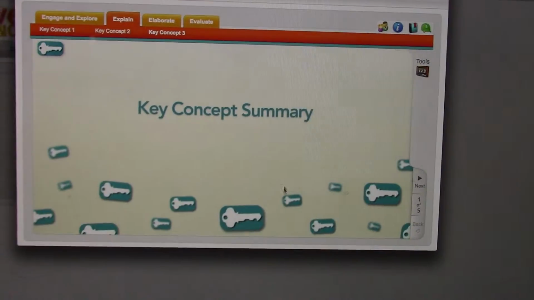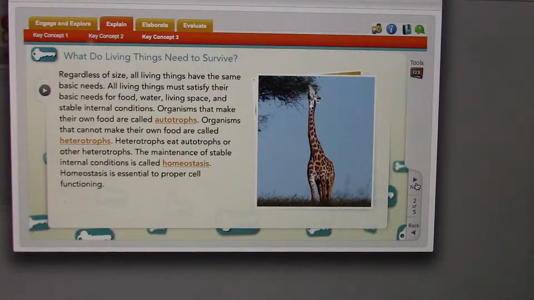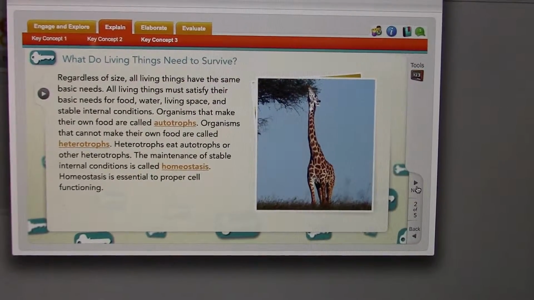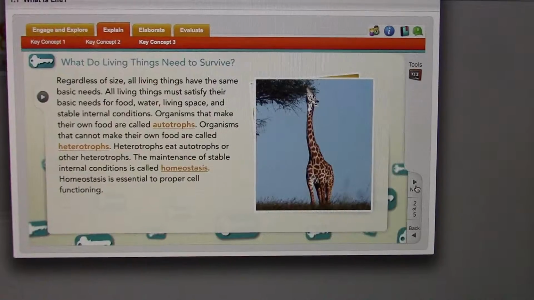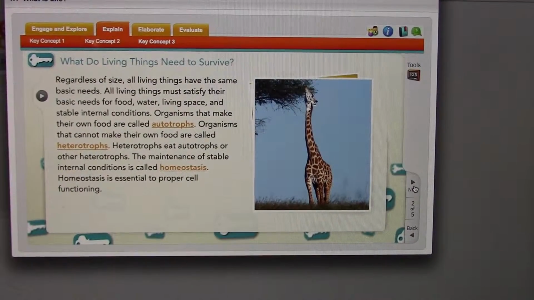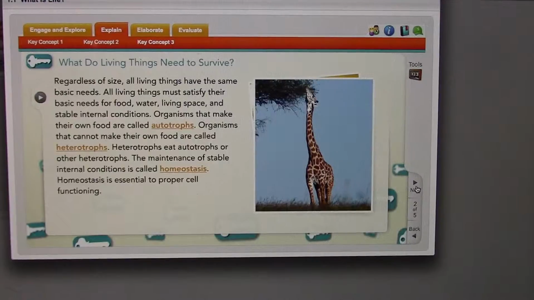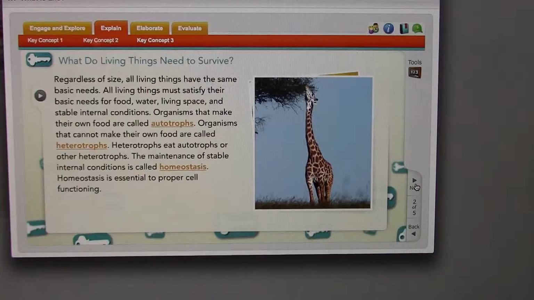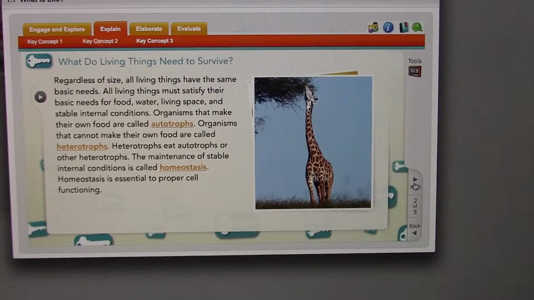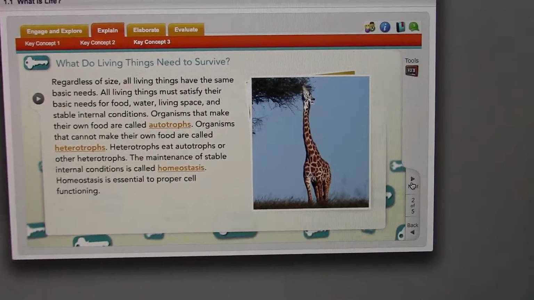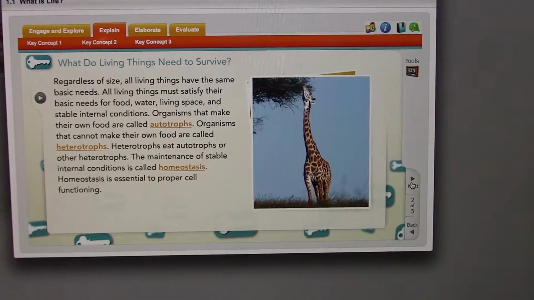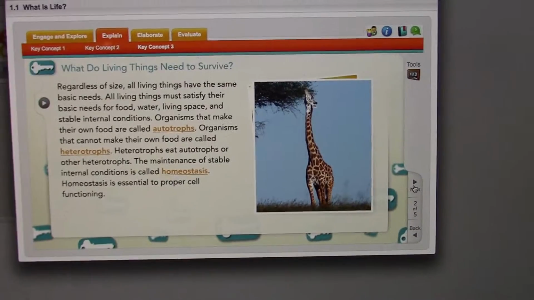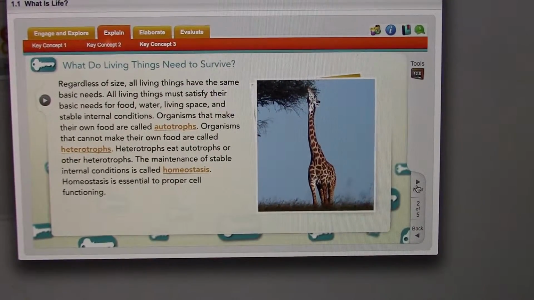The last concept we're really going to need is, well, what do we need to survive? Well, regardless of how big or how small you are, living things need the same stuff. They need food, water, living space, and stable internal conditions. All right? Organisms that make their own food are called autotrophs, things like trees, plants, anything that doesn't have to eat to live. Organisms that cannot make their own food, or things that need to eat to live, are called heterotrophs. Heterotrophs eat autotrophs or other heterotrophs.